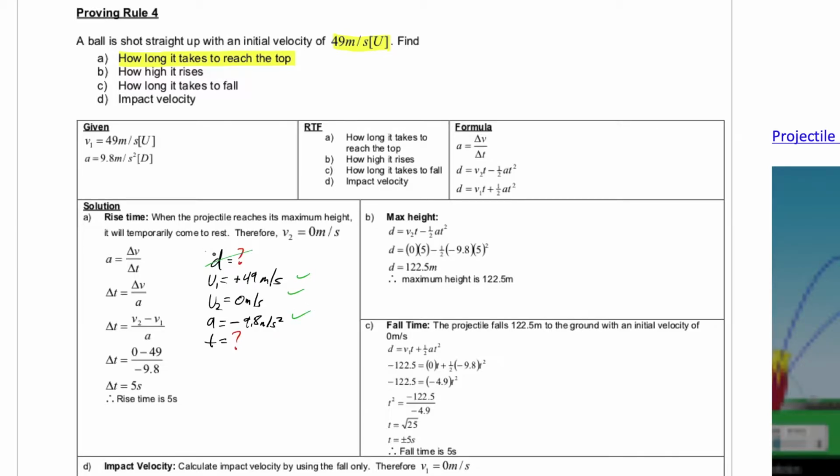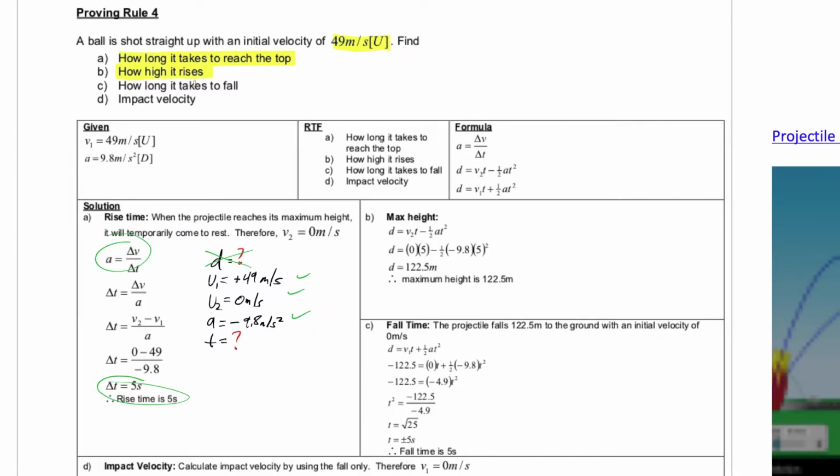We're not looking for displacement. So we are looking for the one formula that has v1, v2, acceleration and time, and that is a equals delta v over delta t. Rearranging it, we get delta t is equal to v2 minus v1 over a. Substituting in, we get 0 minus 49 over negative 9.8, sorry. And that gives us a delta t of 5 seconds. So our rise time is 5 seconds.